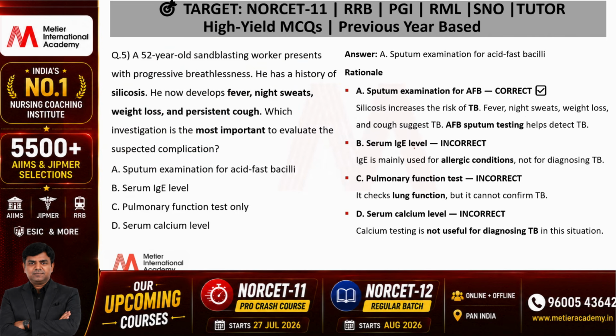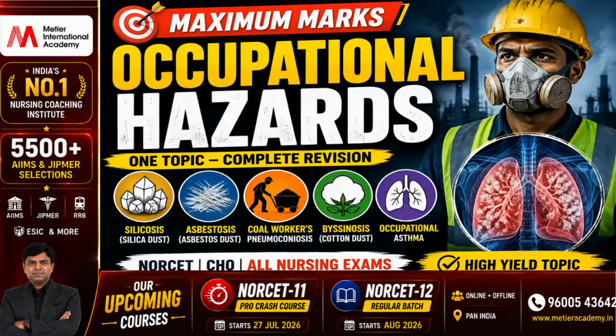And what about the other options? Serum IgE is used in allergic conditions. Right, and pulmonary function test is to check the lung function. Serum calcium level is not at all related to this question. So at last, the right answer is option A, that is sputum examination for acid fast bacilli.